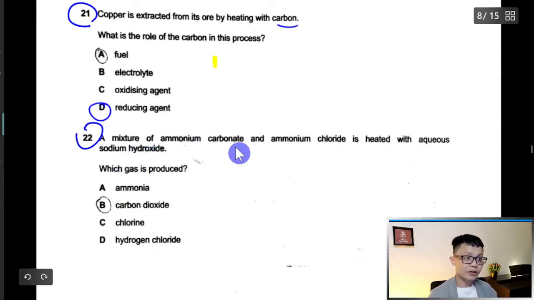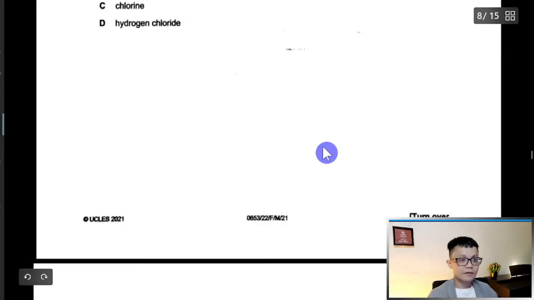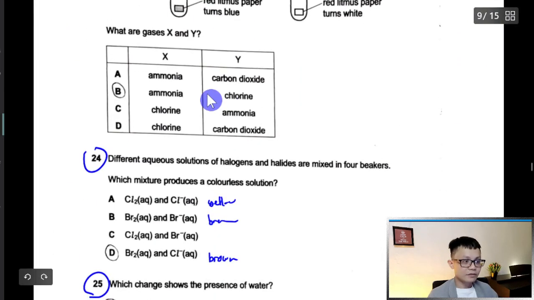22. A mixture of ammonium carbonate and ammonium chloride is heated with sodium hydroxide. Sodium is probably more reactive, so it will form sodium chloride and sodium carbonate. The thing that will be released will be the ammonia gas. So the answer will be A. So just put A. Okay, no problem with that.